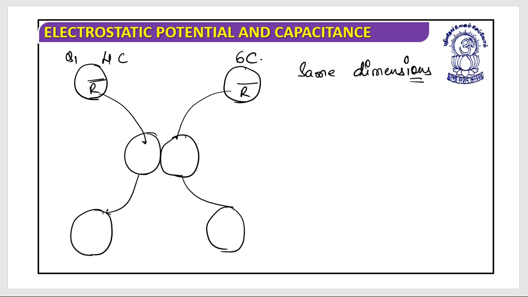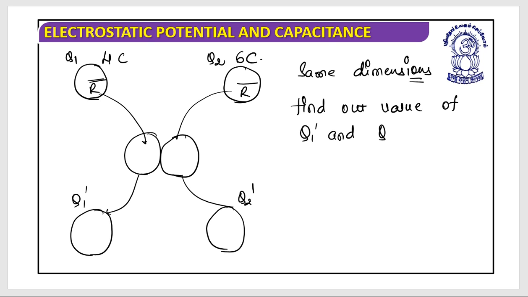So let's say this is q1, this is q2, now this is q1 dash probably, this is q2 dash probably. What you need to find out is the value of q1 dash and q2 dash. This is the requirement. You need to find out the value of q1 dash and q2 dash, how can it be done?